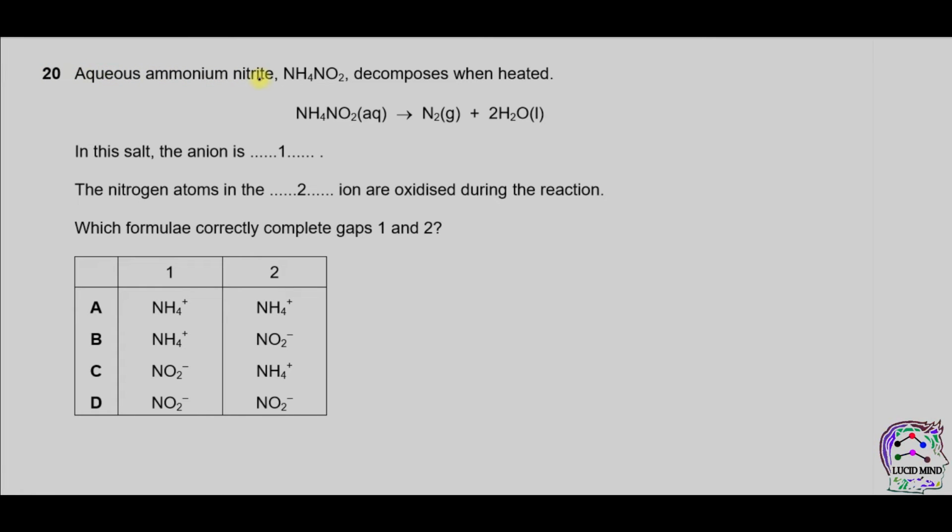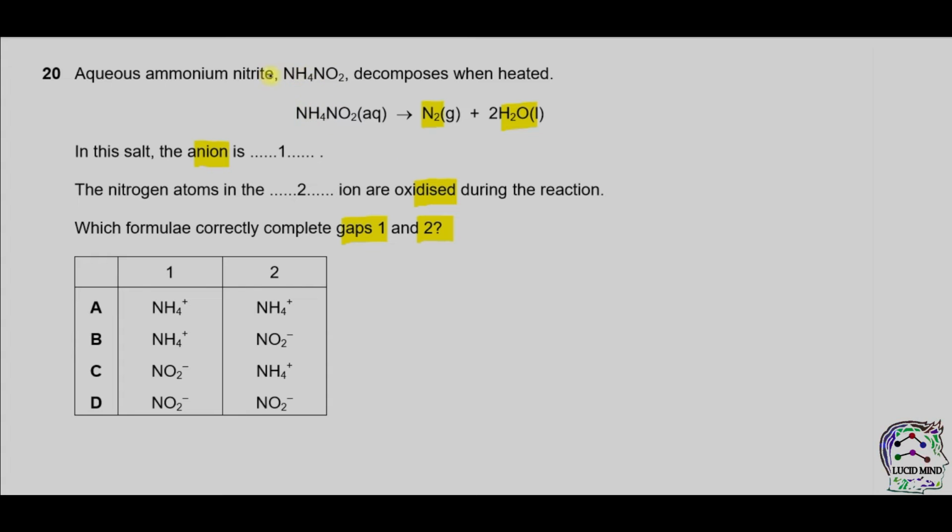Question 20. Aqueous ammonium nitrite is decomposed when heated. It will form nitrogen gas along with water molecules in liquid form. In this salt, the anion is 1. The nitrogen atoms in the 2 ion are oxidized during the reaction. Which formula correctly completes gaps 1 and 2?